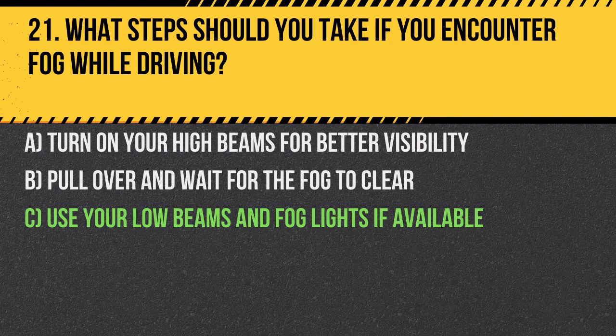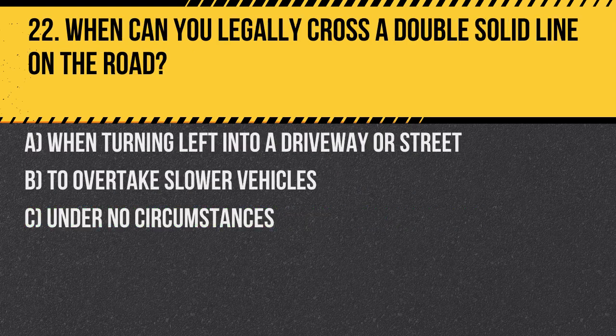Answer C. Use your low beams and fog lights if available. High beams can reflect off the fog and impair visibility, while low beams and fog lights improve visibility. Question 22. When can you legally cross a double solid line on the road?